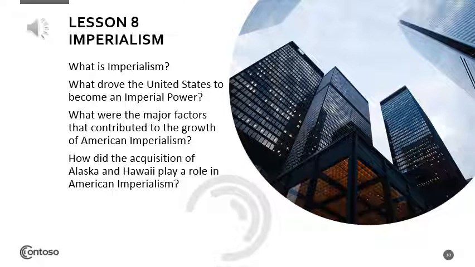Lesson 8 deals with imperialism itself. We'll want to understand what exactly is imperialism. What drove the United States to become an imperial power? What were the major factors that contributed to the growth of American imperialism? And how did the acquisition of Alaska and Hawaii play a role in American imperialism?